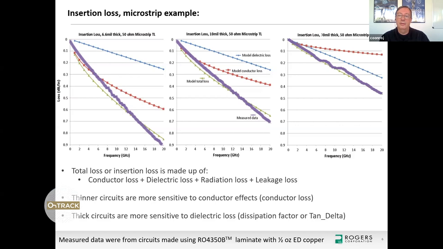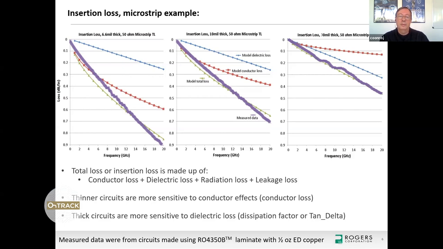However, if you go to the chart on the left, using the exact same material, except it's thinner now, 6.6 mils thick, what happens is that going thinner and trying to maintain 50 ohm impedance, you need a more narrow conductor. A more narrow conductor means you have less conductor for the RF energy, and that means you have more conductor losses. That's why you see the insertion loss did increase to about 0.9 dB per inch at 20 gigahertz. The reason it increased is really because the conductor losses increased.